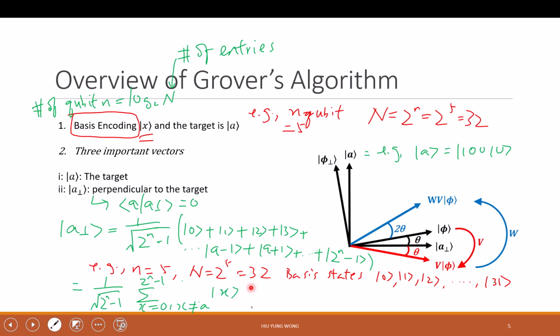This looks very similar to what we learned in the Hadamard gate. Remember, when I apply the Hadamard gate to the 0 state for n qubits, I get the summation of everything, 0 to the power n minus 1. But this one is exactly the same, except I don't have A. Okay? Then based on this, would this be perpendicular to A?